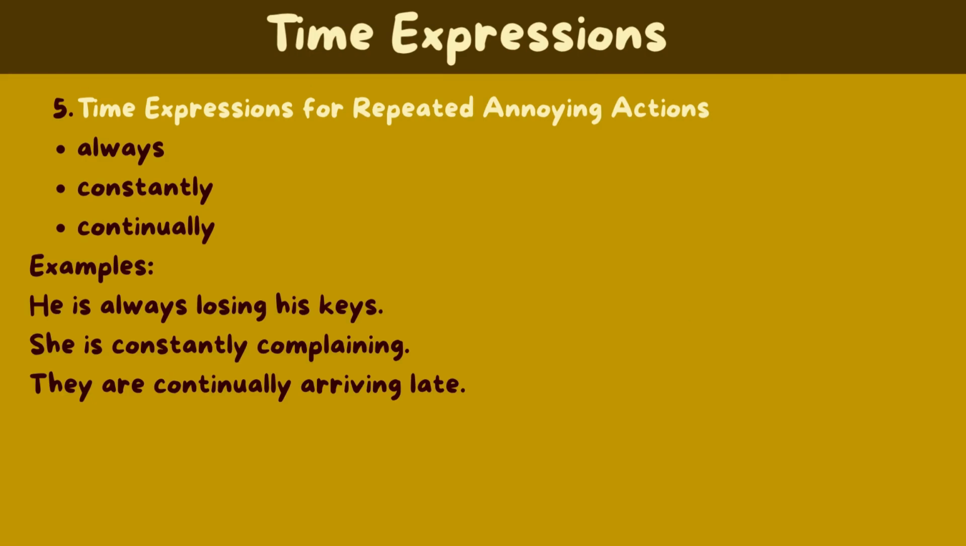Finally, we use time expressions for repeated annoying actions. Common examples are always, constantly, and continually. For example, he is always losing his keys, and she is constantly complaining. These time expressions help us understand the function of the present continuous tense more clearly.